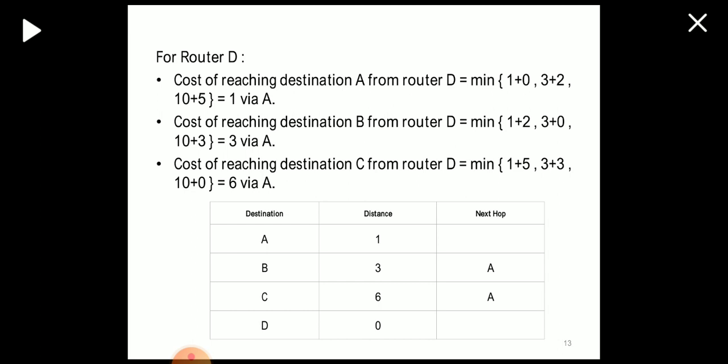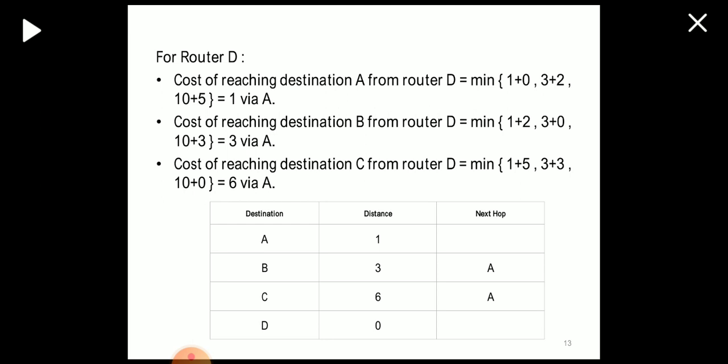Second condition, cost of reaching destination B from router D. We have three paths, 3, 3 and 13. But we consider 3 via A, which I showed in table B2, B2C, that D2B, that is 3 via A. Now last, cost of reaching destination C from router D, having 3 paths, but we consider 6 via router A. This is the final table that is maintained on each router after sharing the table.